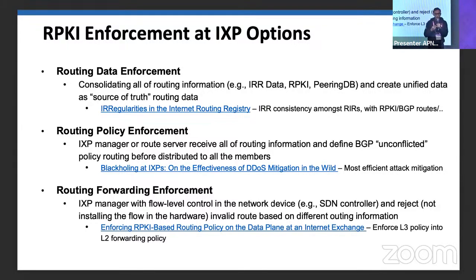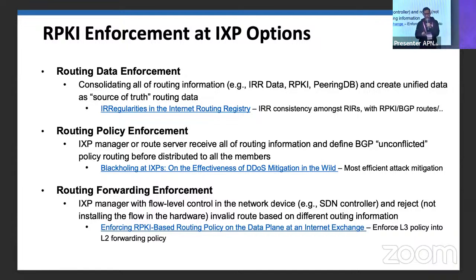Okay, and then of course the second one, which I think is very common, is that you enforce the validation using the routing policy, right? Usually the IXP manager or route server will receive routes from the members, and then based on the policy that we deploy, we do some kind of creating unconflicting policy routing, right?